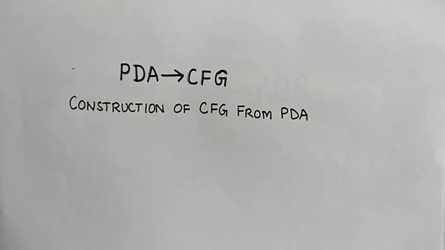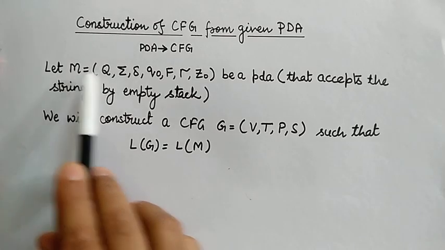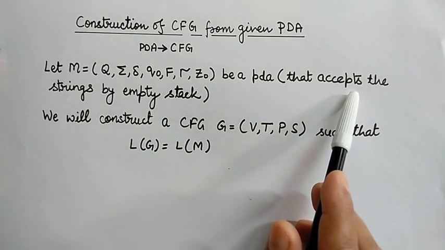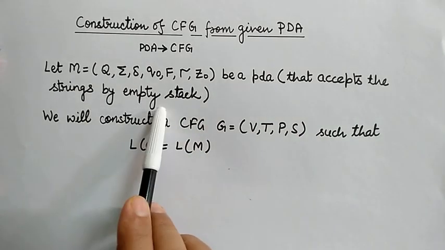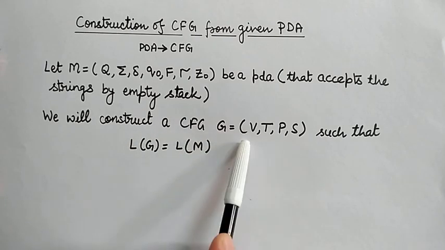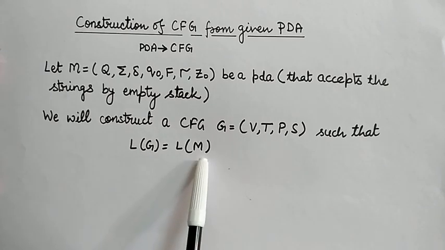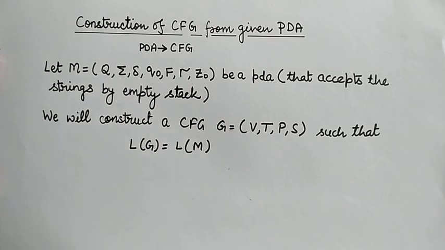Hello everyone. In this video, we will discuss the process to construct a context-free grammar from the given pushdown automata. Let M be a PDA that accepts the strings by empty stack. And we will construct a context-free grammar G such that the language of this grammar is equal to the language of this PDA M.